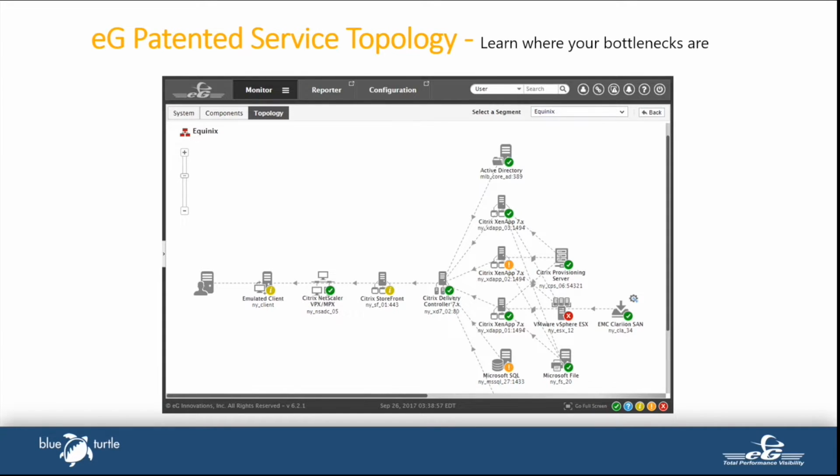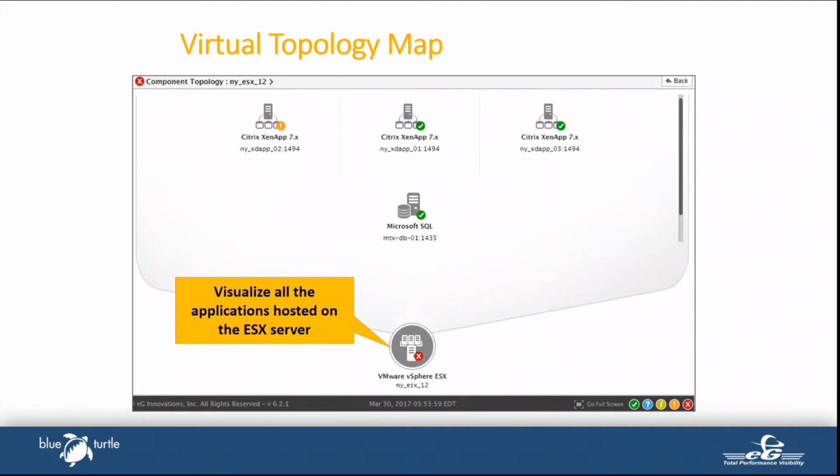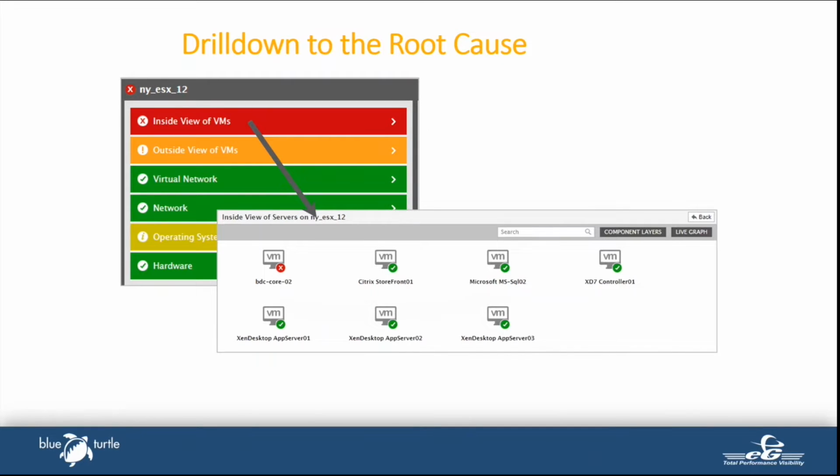When I click on it, it pushes me to a different screen, which gives me this virtual topology map. This virtual topology map is part of the service topology. With just a single click, you'll be able to find what applications are being hosted on this VMware vSphere ESXi, and visualize all the applications that are hosted over here.